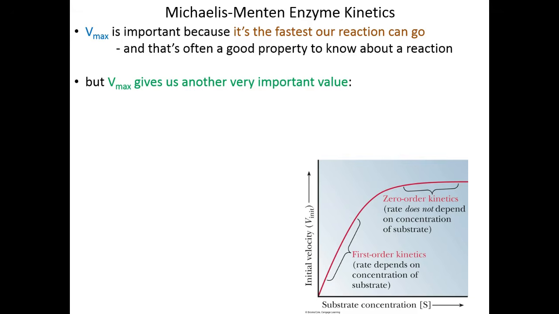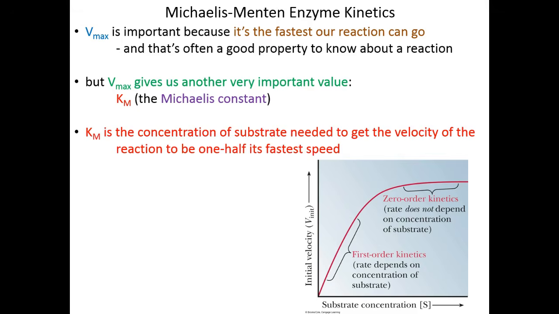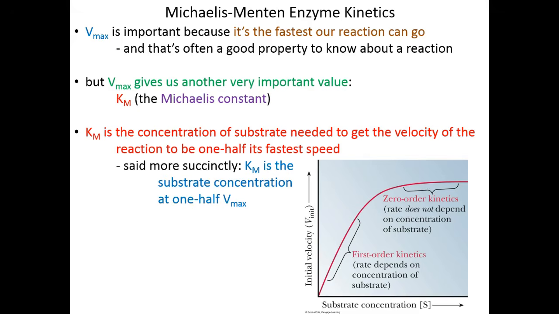But Vmax leads us to another very important Michaelis-Menten value. In fact, it leads us to the Michaelis constant itself, Km. Km is the concentration of substrate that you need to get to 1/2 of the maximal velocity. That's a little bit complicated, so I'll say it again. Km is the substrate concentration needed to get the reaction velocity to half its fastest speed. Said more succinctly, as defined in the textbook, Km is the substrate concentration at 1/2 Vmax.